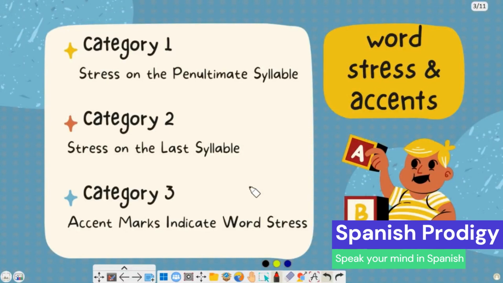It falls into three categories. The first category is stress on the penultimate syllable, the second category is stress on the last syllable, and the third category is accent marks indicate the word stress.